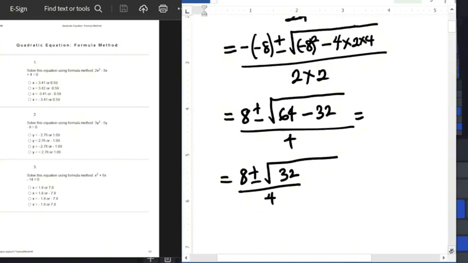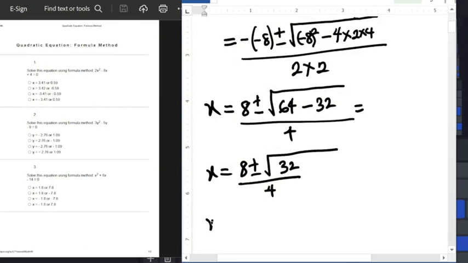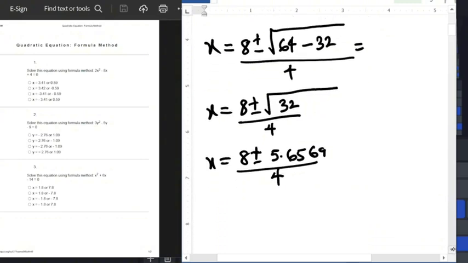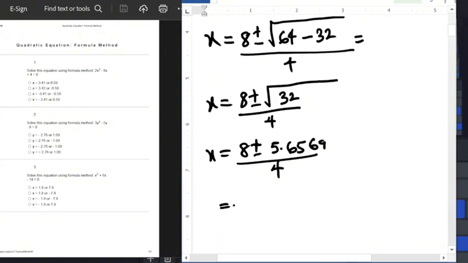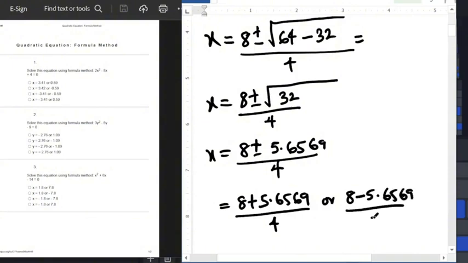So x, don't forget this is x, so x will then be equal to 8 plus or minus, we'll look for the square root of 32. So the square root of 32 gives us 5.6569, to 4 decimal places first, divided by 4. So we can then have 8 plus 5.6569 divided by 4, or 8 minus 5.6569 divided by 4.